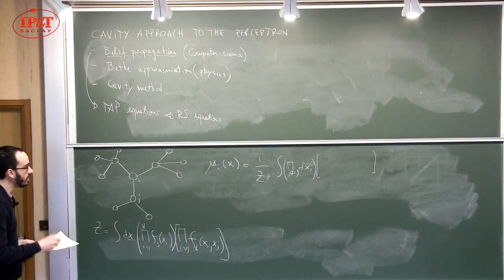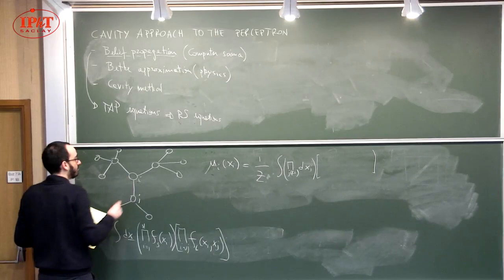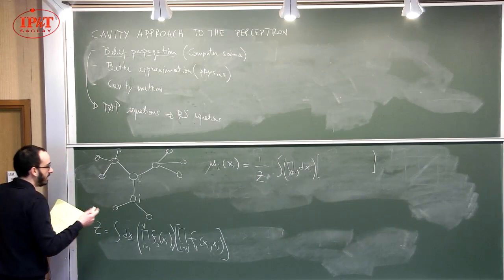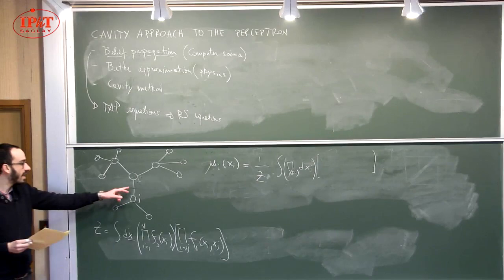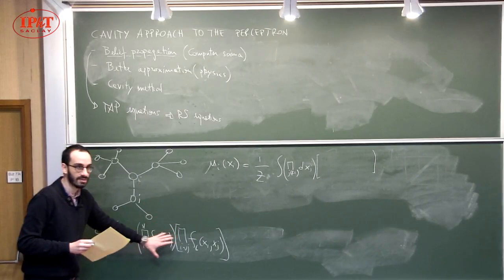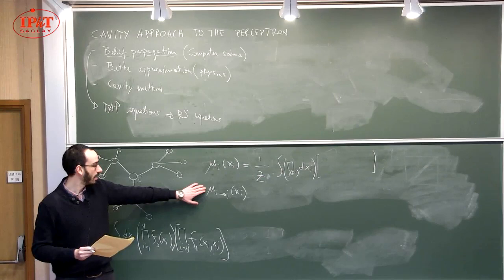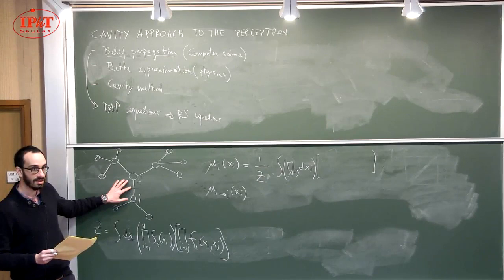The way in which you can do it is basically an implementation of the transfer matrix method that you know in one-dimensional systems. So what you do is the following. You consider, for example, the variable i, and then you assume that you remove this interaction. If you remove this interaction, what happens is that this part of the tree becomes disconnected from this one. So let me call mu_i to j of x_i this is the marginal of the variable x_i when I have removed this link. And now we would like to write an equation for these objects.